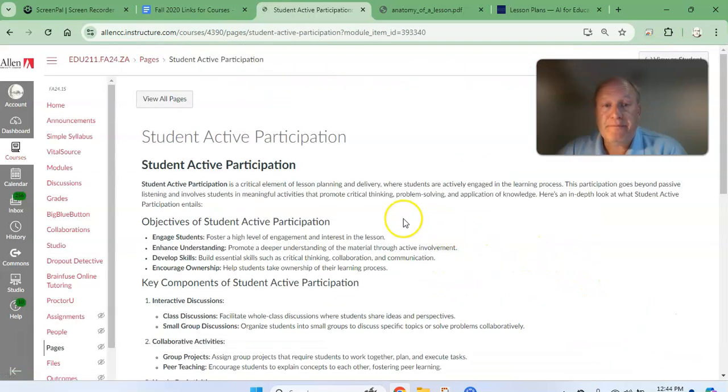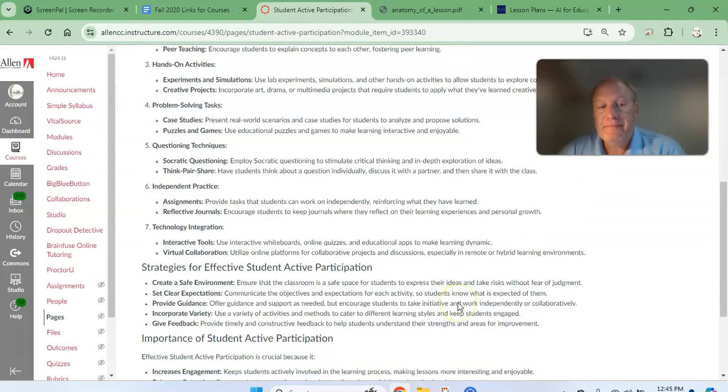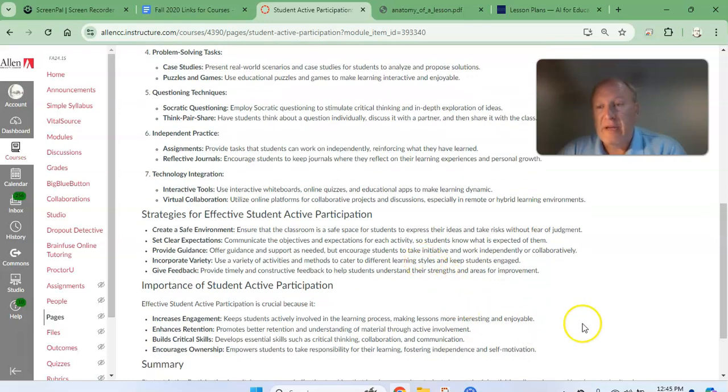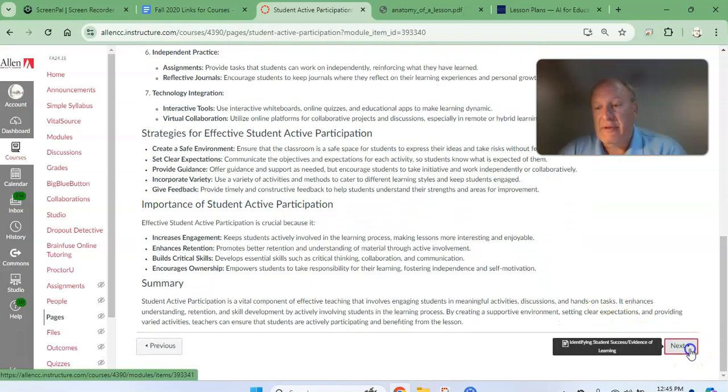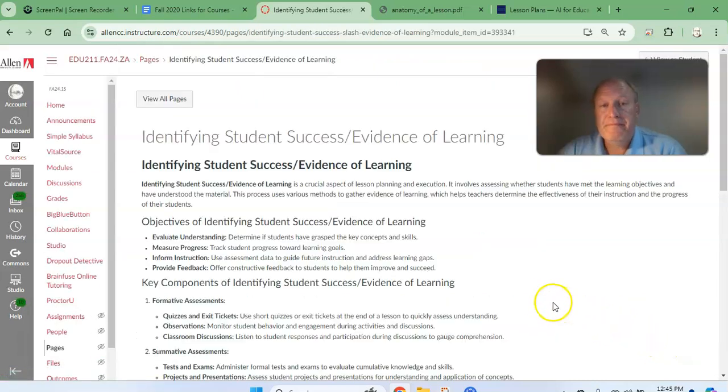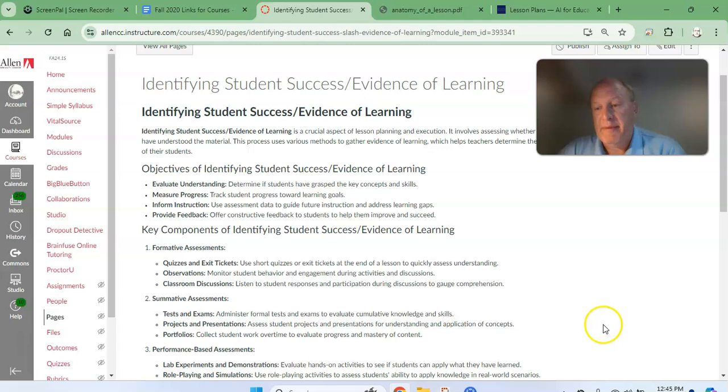Next part is your student active participation. We call this SAP. So make sure that you're taking a look at this and where does technology fit? Again, we don't want technology to be used 100%, but there are places where it can be used to enhance what students are doing. Again, it gives you techniques and strategies to be able to do this in your classroom. And then these are ways to identify student success. This is the assessment piece.